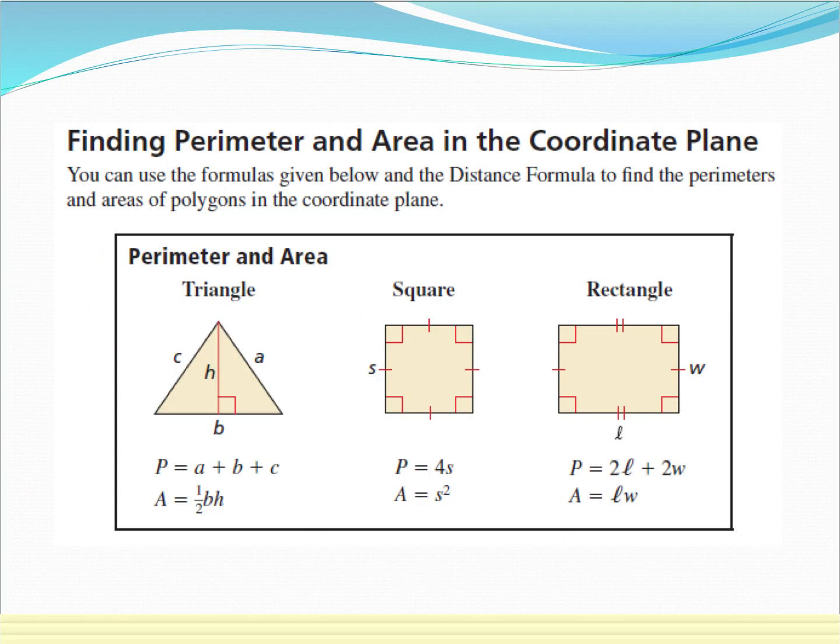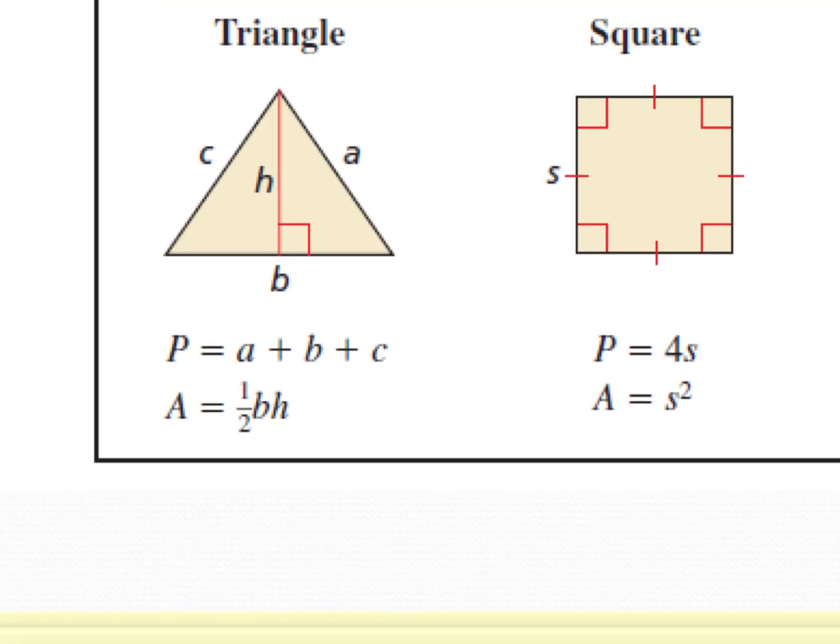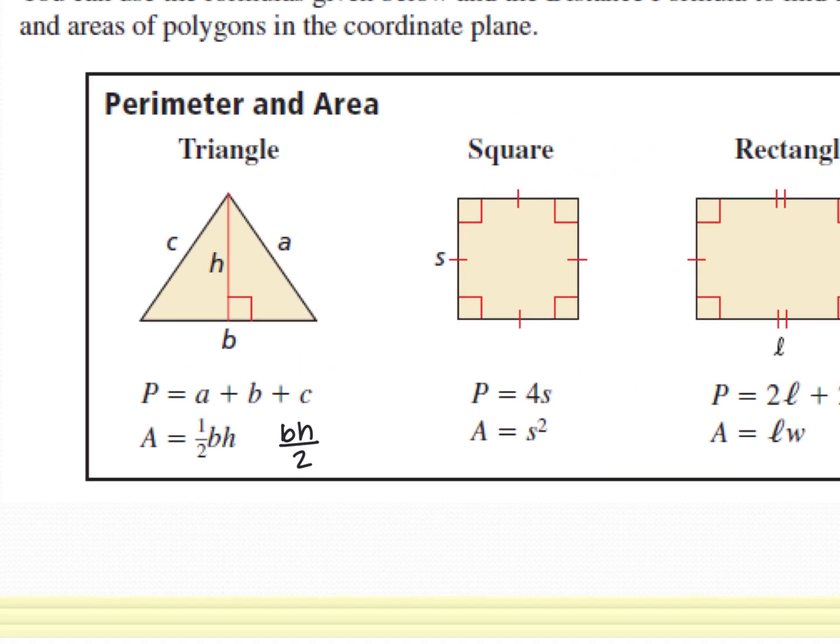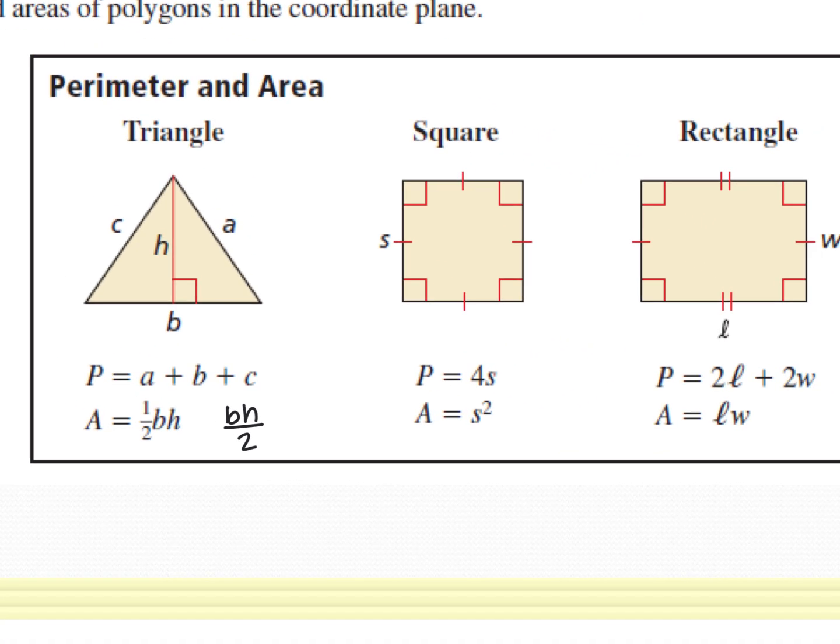All right, looking at the next slide, it says finding perimeter and area in the coordinate plane. So we have to know formulas. Are these formulas going to be given to us? No. Okay, you guys have hopefully been covering this since middle school, maybe even before that, but we should know these. A triangle's area is half times base times height, or some people like to write it as base times height divided by 2.